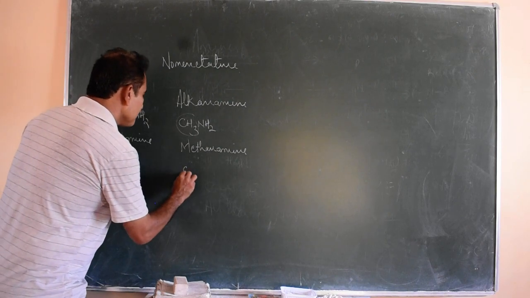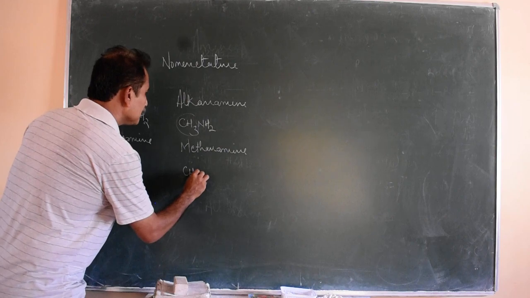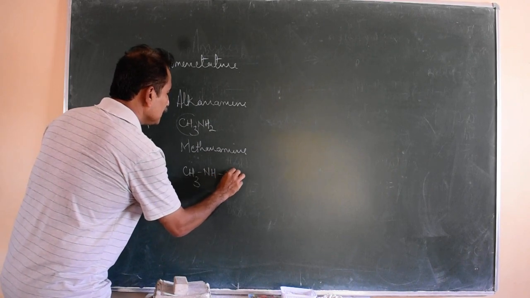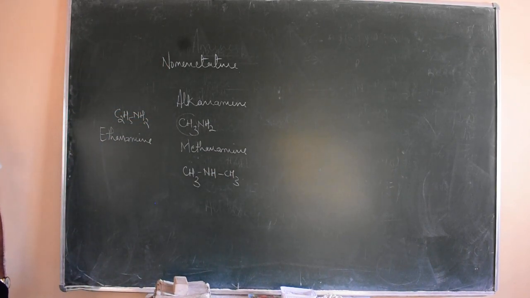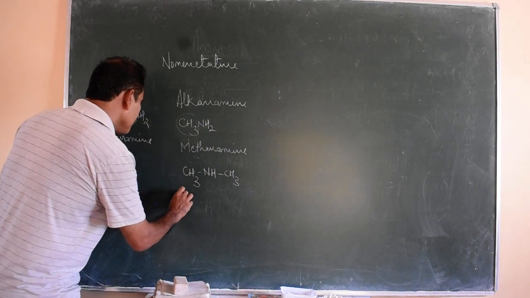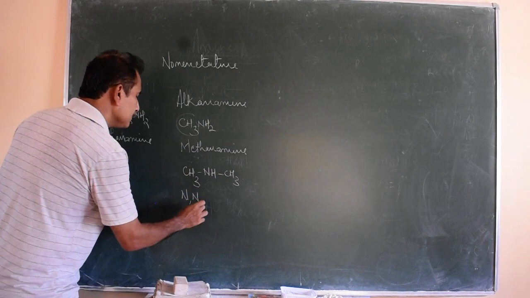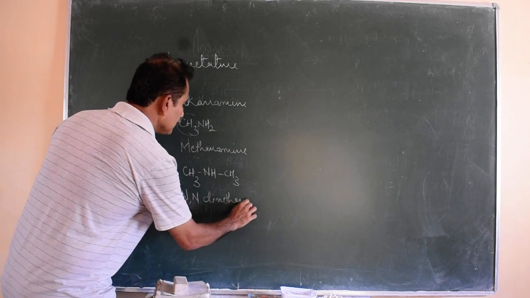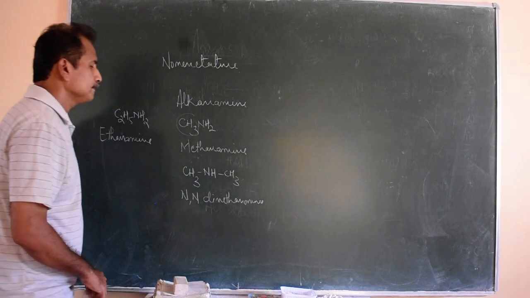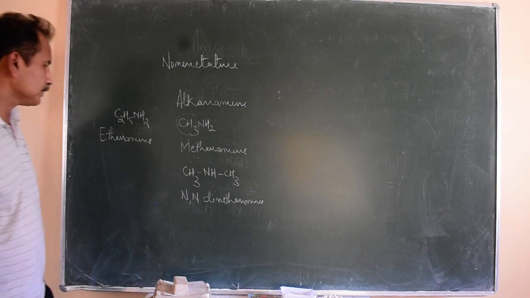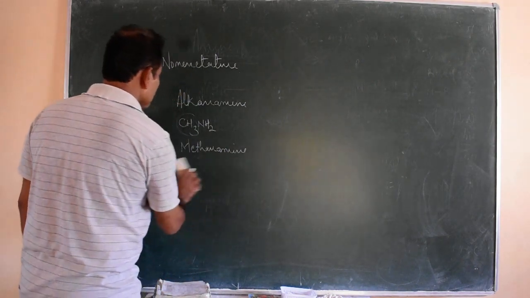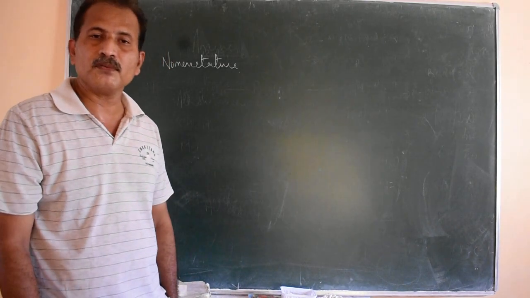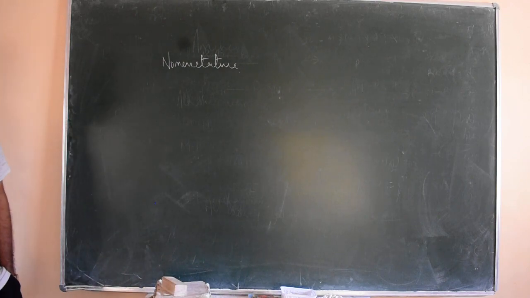Suppose you have CH3-NH-CH3. What you will do is write it as N,N-dimethanamine. So this is how you have to name the amines. You name them as alkanamines by removing the E of the alkane and replacing that E by the word amine.